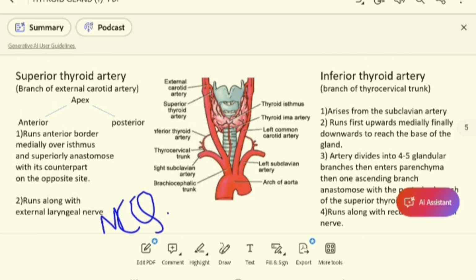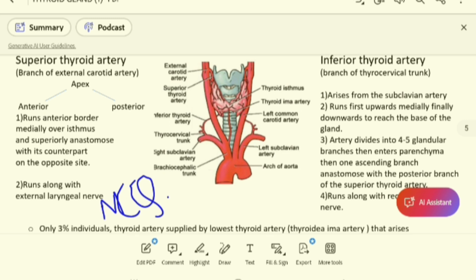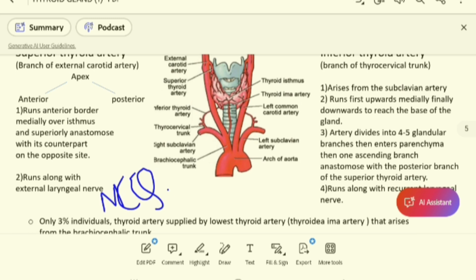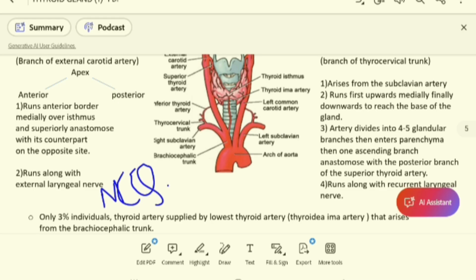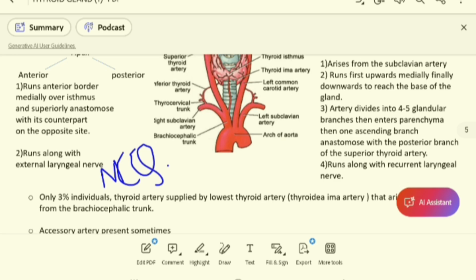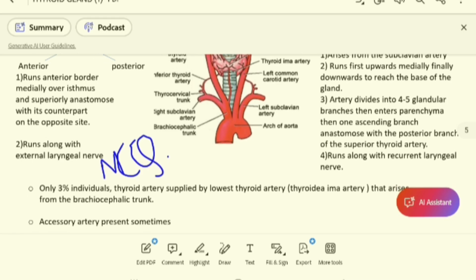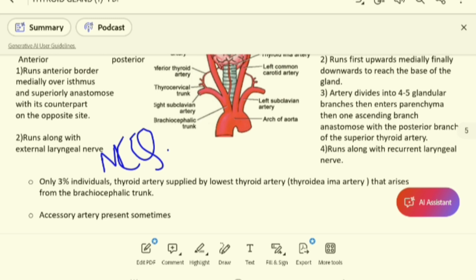Now coming to the inferior thyroid artery, that is the branch of the thyrocervical trunk. It arises from the subclavian artery and it runs upwards, first upwards, medially. Finally, it goes downwards to reach the base of the gland. The artery then divides into 4 to 5 glandular branches that enter the parenchyma. Then one ascending branch anastomoses with the posterior branch of the superior thyroid artery, and also runs along with the recurrent laryngeal nerve. This is an MCQ again.